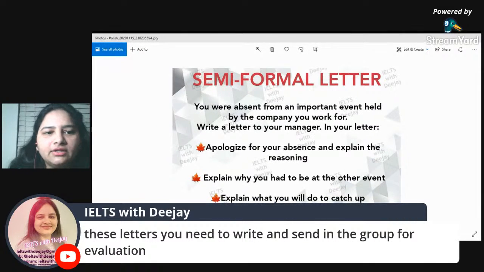So these are the letters. First I showed the informal one and now I'm showing the semi-formal one that you have to write. I'll remove myself so that you guys can take a screenshot and write these.